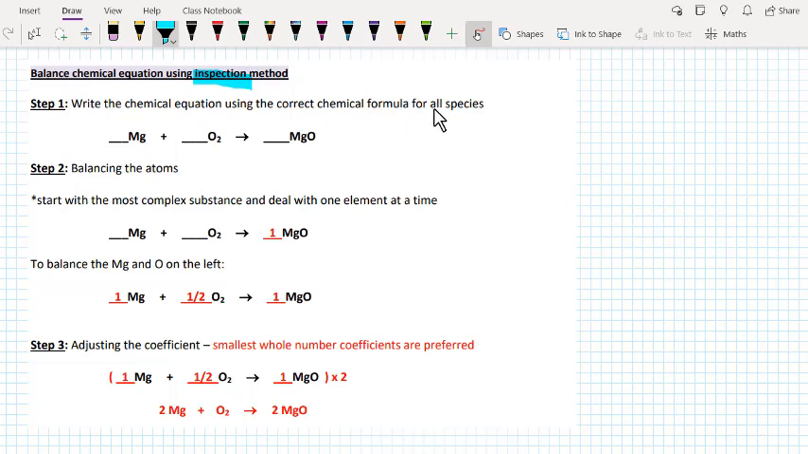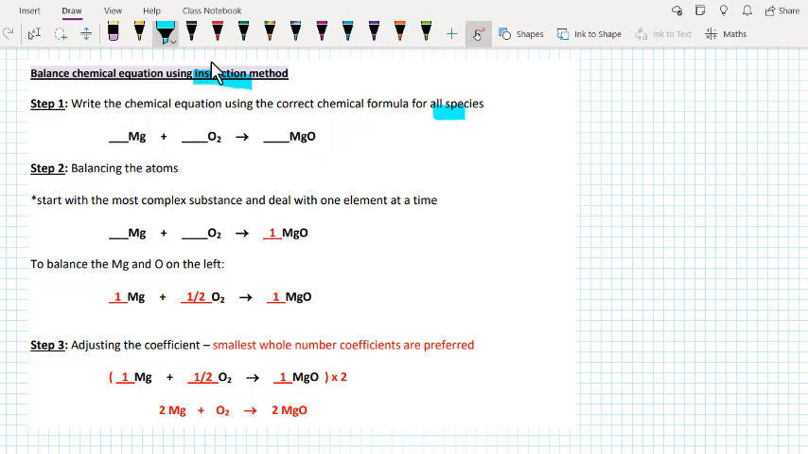So of course you need to know that for magnesium, the symbol is Mg. For oxygen, the element, we will write O2. And then magnesium oxide, MgO, because magnesium comes with a charge of positive 2, and oxygen is negative 2. Okay, so this is just the species.